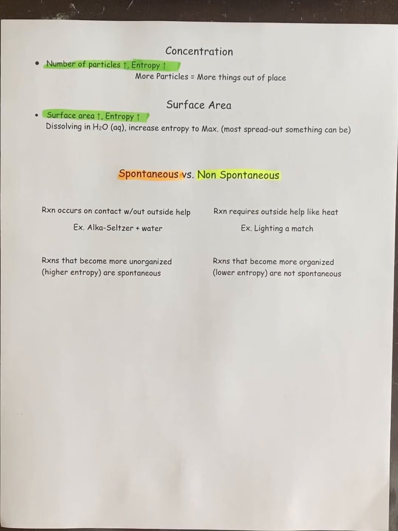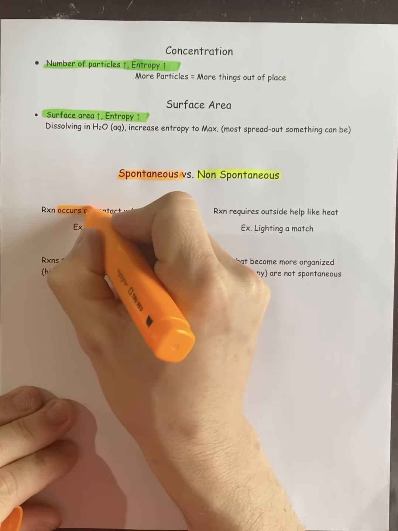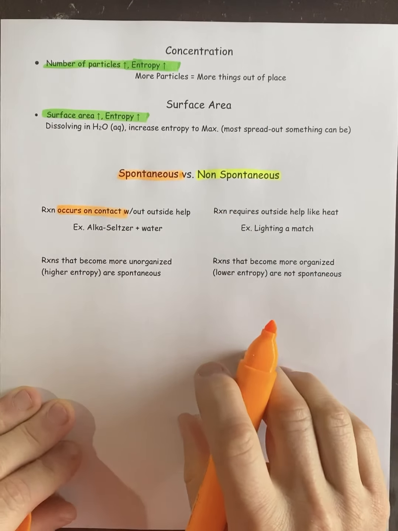A spontaneous reaction, think of the word, it's nothing complicated. It's literally an English word. It means something that kind of happens without planning. So if you trip, that was spontaneous. If you plan a trip, like a different type of trip, like a vacation, right, that's not spontaneous. You plan that ahead of time. So spontaneous reactions occur on contact, basically without any outside help.